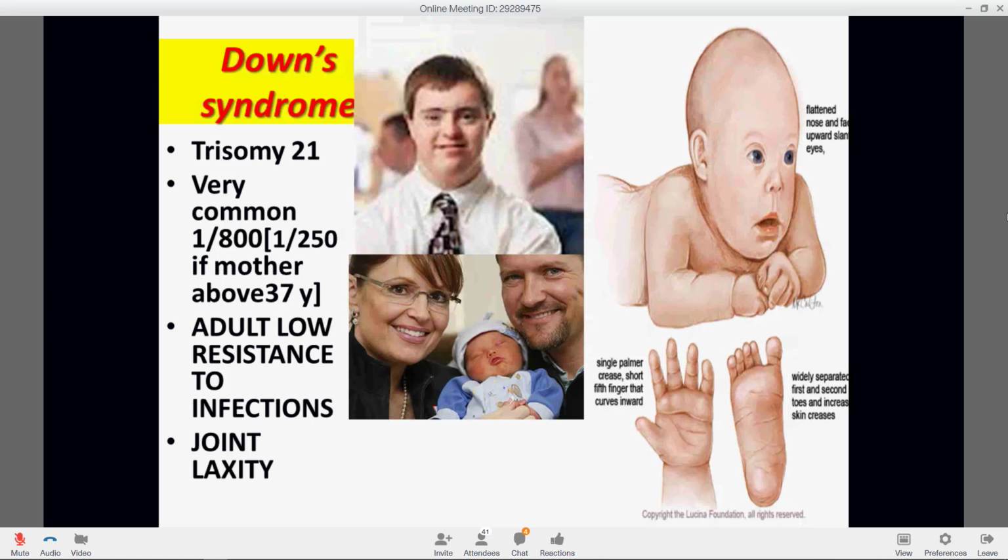The head is shortened and the eyes slant upward. There is a prominent epicanthal fold, the nose is flattened, the lips are parted, and the tongue is protruding. They may have an abnormal palmar crease, clinodactyly, and spreading of the first and second toes.